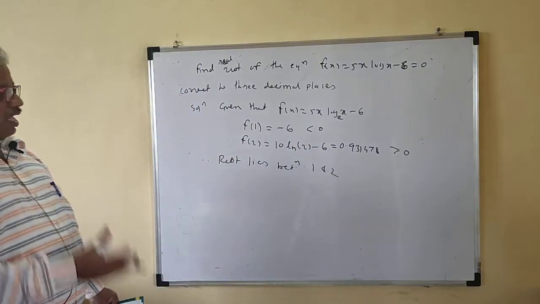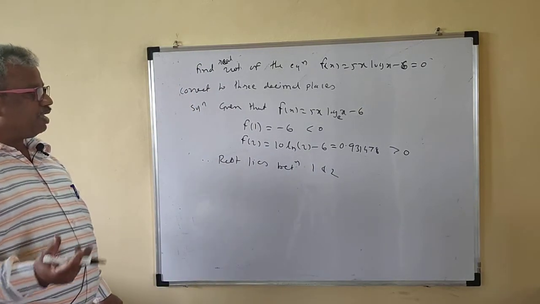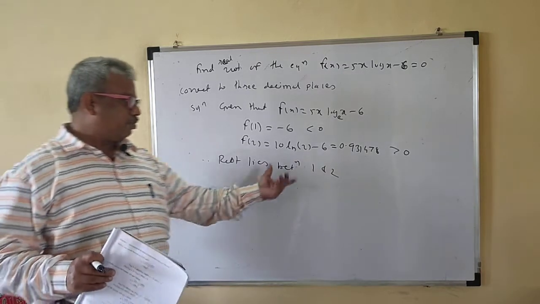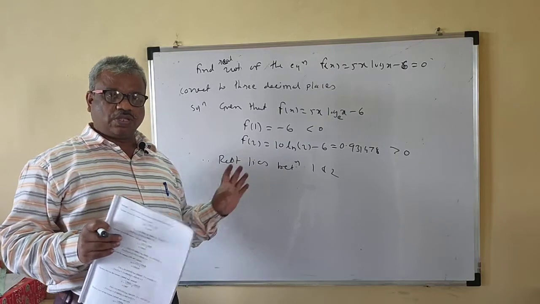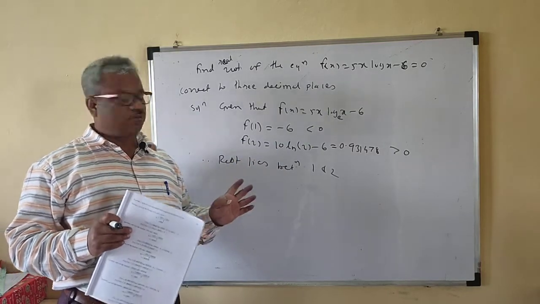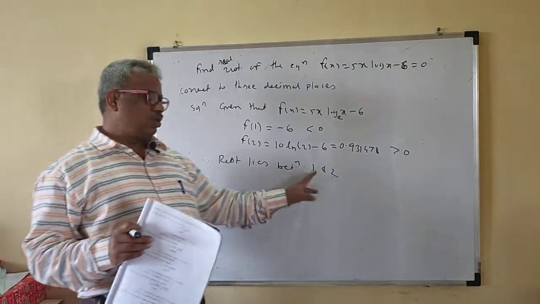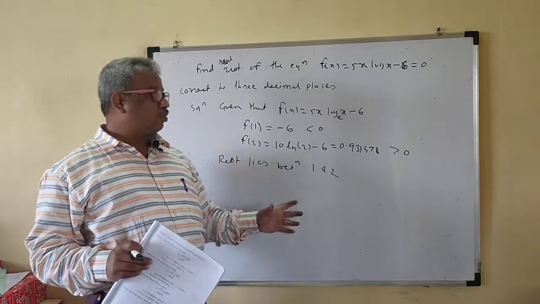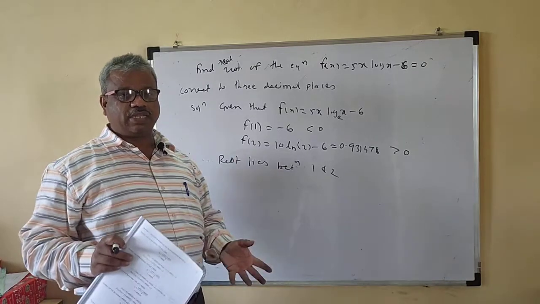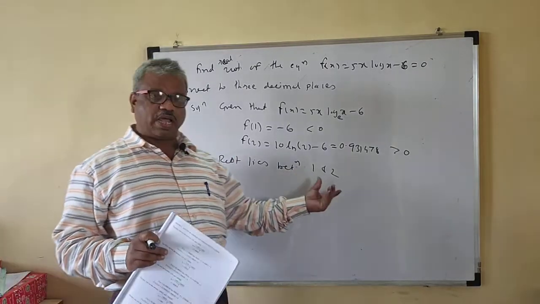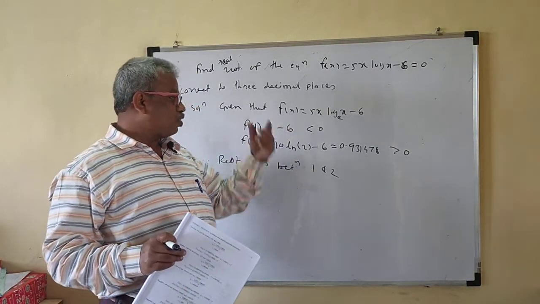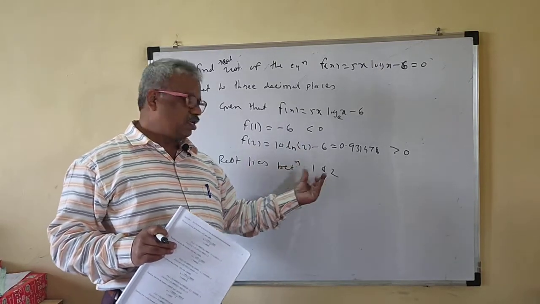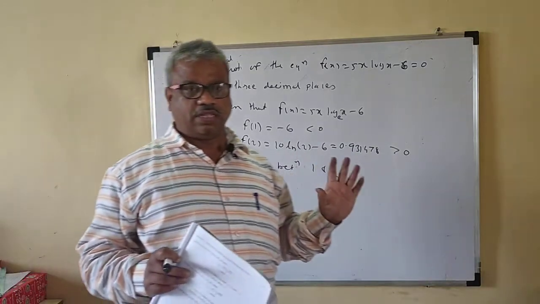Now with the help of the previous step, you can find the desired root. These steps are very important. First we only find the position of the root. Your root lies between 1 and 2. Now you have to find the approximate root between 1 and 2. In numerical analysis, we are finding the approximate value. This is final now.